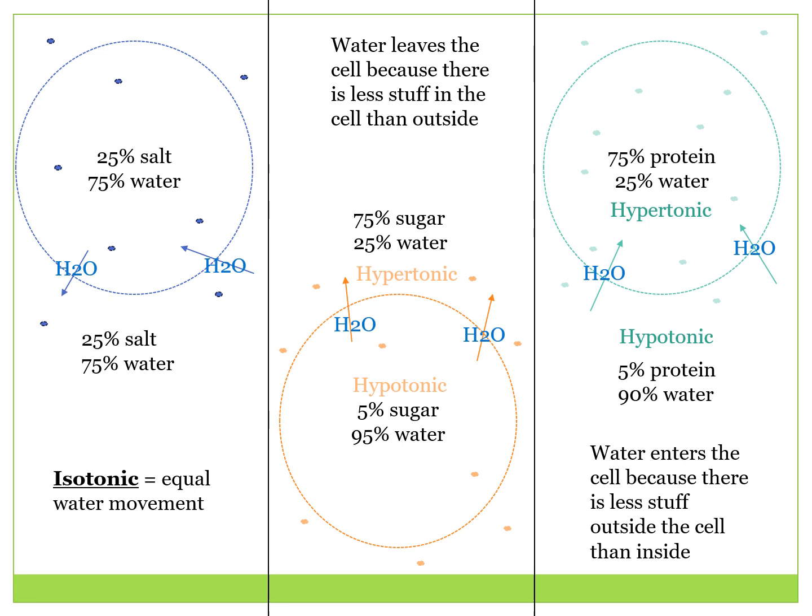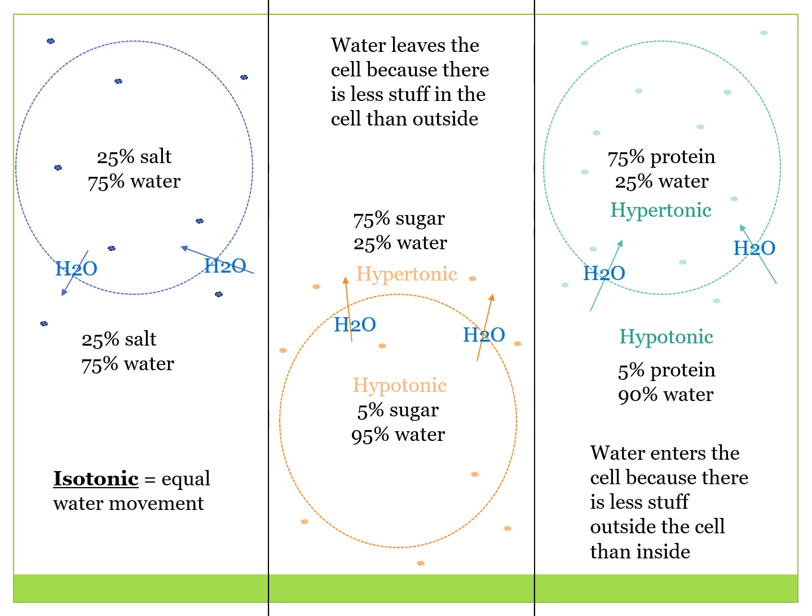So for our first cell there, remember that is an isotonic solution in and out of the cell. Water is moving, but it is balanced. For the second cell, we have a hypertonic solution outside because there's more solutes, less water. And then inside the cell, we have a hypotonic solution where there's more water, less solutes. That means water is going to move out of the cell, meaning the cell is going to shrivel.